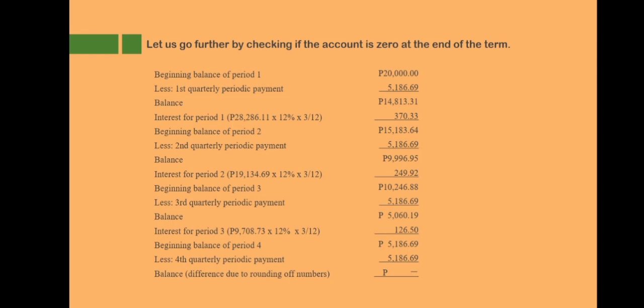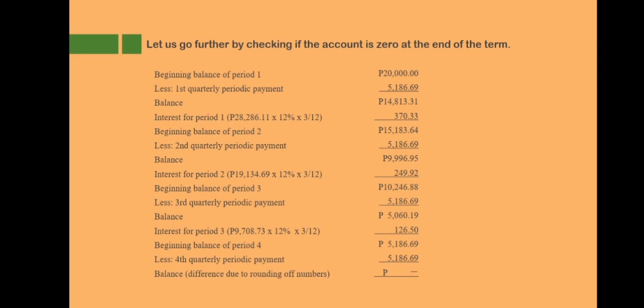Then, i-add natin ang interest ni 9,996.95, which is 249.92. Then, ang magiging balance na ngayon ng period 3 is 10,246.88. And bawasan ulit natin ng third quarterly periodic payment, which is ang 5,186.69, and ang magiging balance natin is 5,060 pesos and 19 cents.